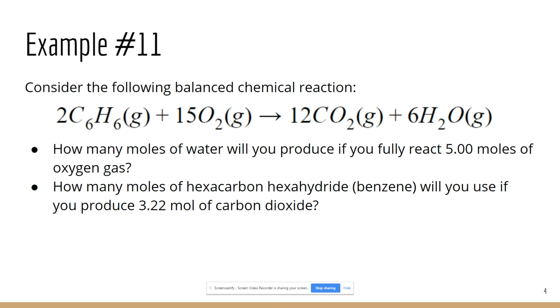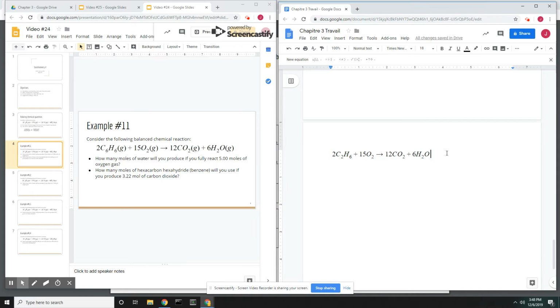Pause here. So I'll just work through a couple of these. The only difference between this and what we did before is that we're also going to need to incorporate a mole to mole ratio. So I'm starting with 5.00 moles of O2, and I'm looking for moles of water.